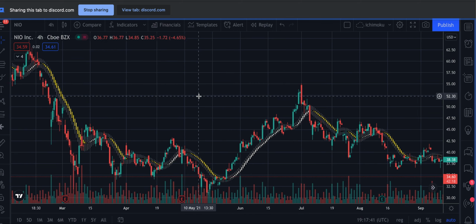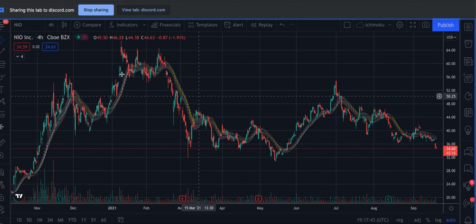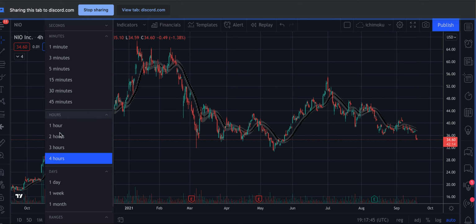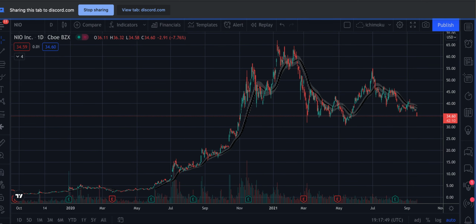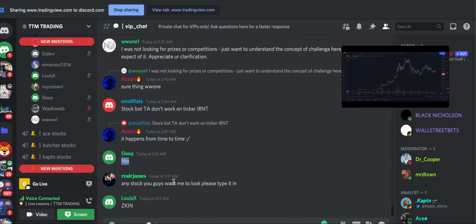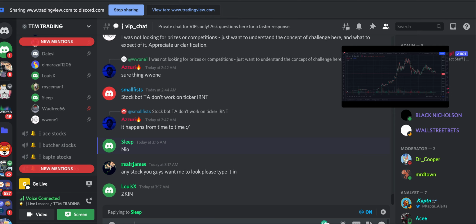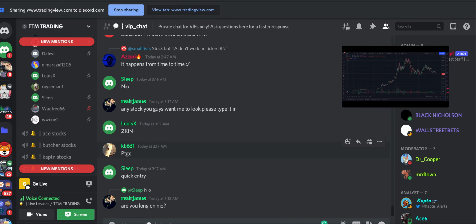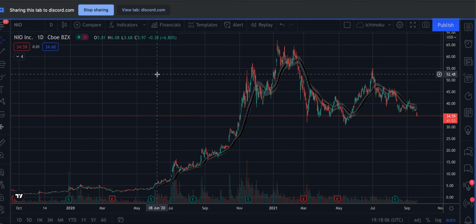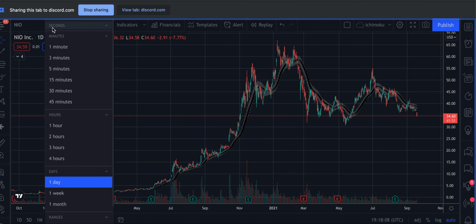All right, let's go. Are you long on Neo, or do you just want to know a quick entry? Quick entry. Okay, so Neo, for one day, let's take a look at the 4-hour chart.